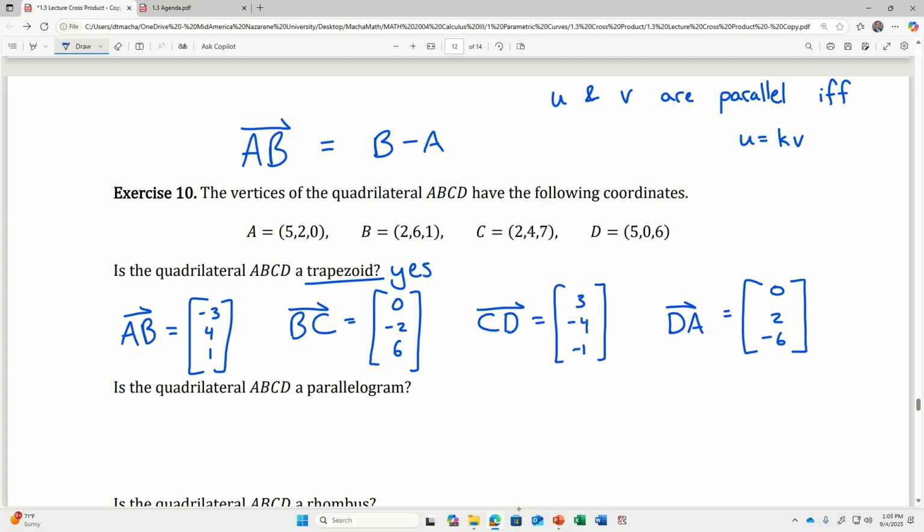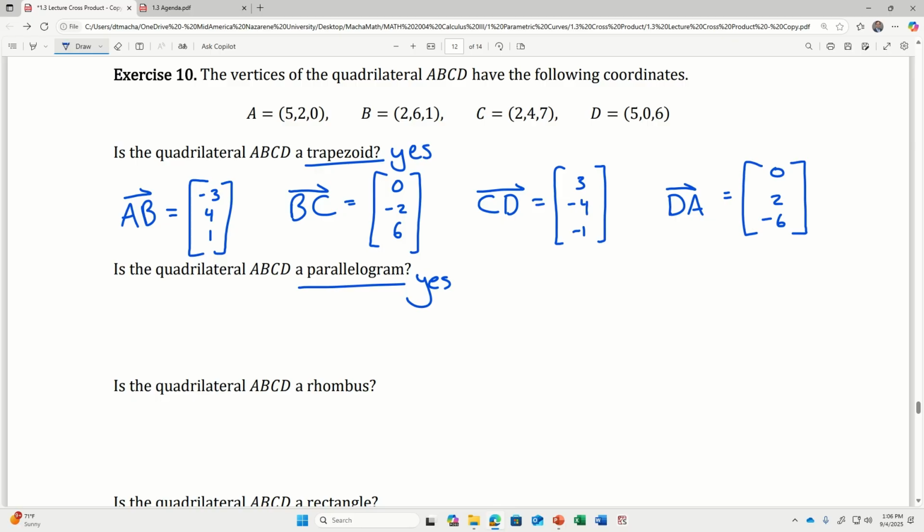Next question, is this a parallelogram? What's special about a parallelogram? It has 2 pairs of parallel sides, so both of the opposite sides are parallel. So let's test the other one. Is this BC parallel to DA? Yes. Once again, the constant, the scalar, is negative 1. And so yes, AB is parallel to CD and BC is parallel to DA.